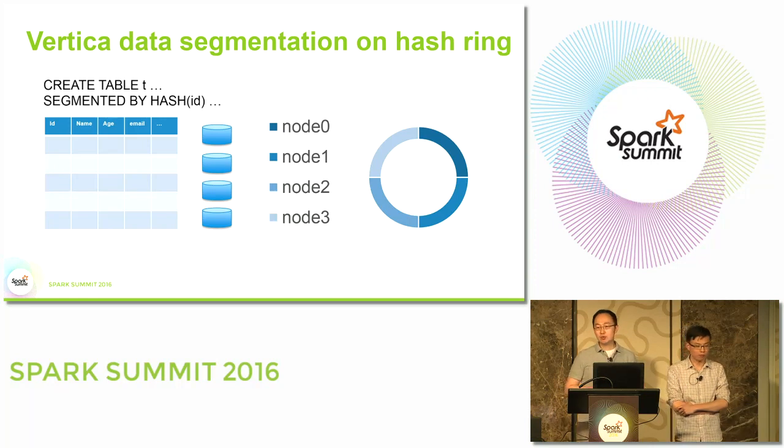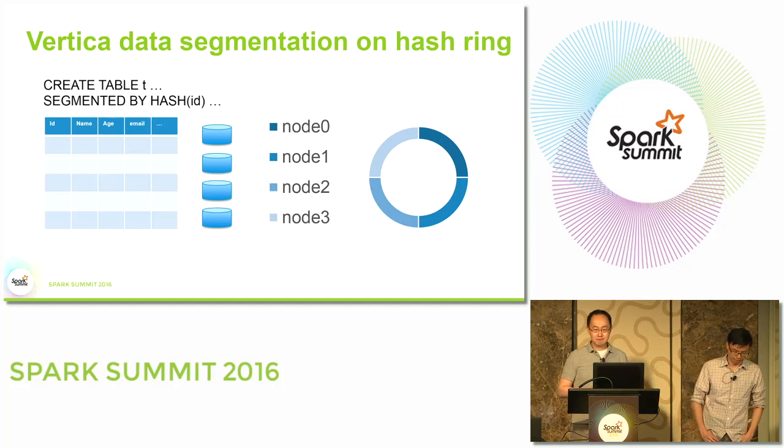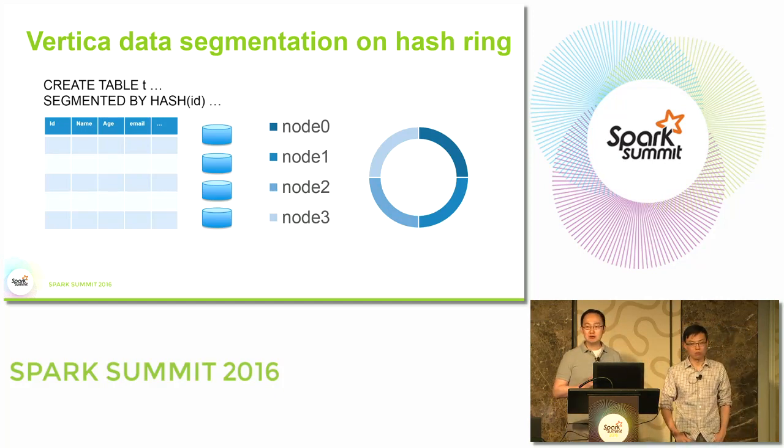So in Vertica, a table is hash segmented. In this example, table T is hash segmented by ID. Segmented means partitioned, so it's hash partitioned, and each segment will be stored in one Vertica node. In this example, the different colors represent different nodes and different segments of the data. If a tuple, after applying the hash function, falls within one segment, it will be stored in the corresponding Vertica node.